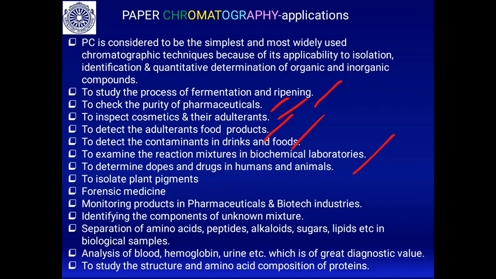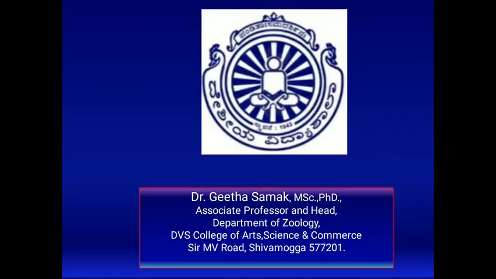To determine dopes and drugs in humans and animals, to isolate plant pigments. In forensic medicine, monitoring products in the pharmaceutical and biotech industries, identifying the components of unknown mixtures, separation of amino acids, peptides, alkaloids, sugars, lipids, etc. in biological samples, analysis of blood, hemoglobin, urine, etc., which is of great diagnostic value. So it is used in the diagnostic lab also as a separation technique. To study the structure and the migration rate of amino acid composition of proteins. So all these are the applications of paper chromatography.